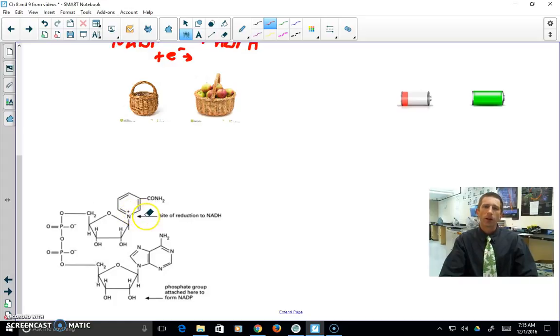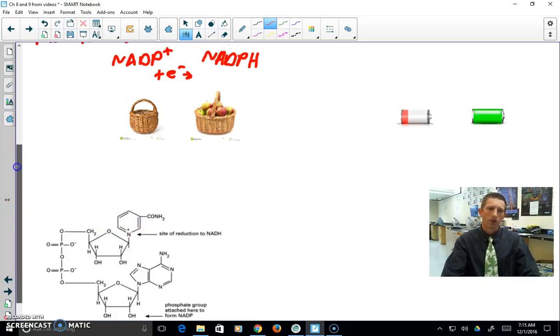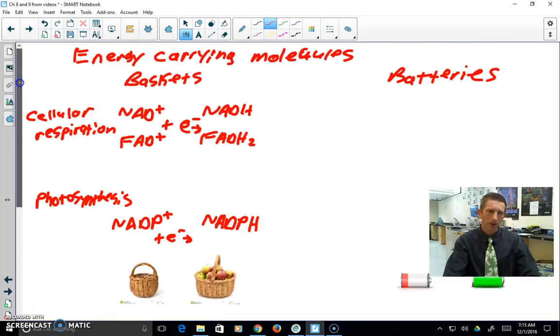But then if we want to fill up the basket, if we want to give it 2 electrons and a hydrogen, then the electrons would hang out around here, and then the hydrogen would be attached to this ring structure right there. You don't need to know that. You don't need to memorize that. That's just for your own information. All right, so that's half the chart.